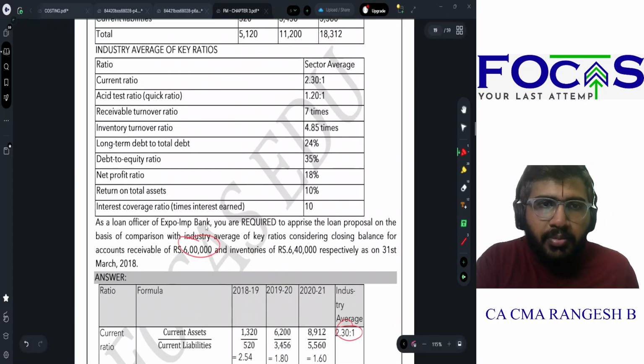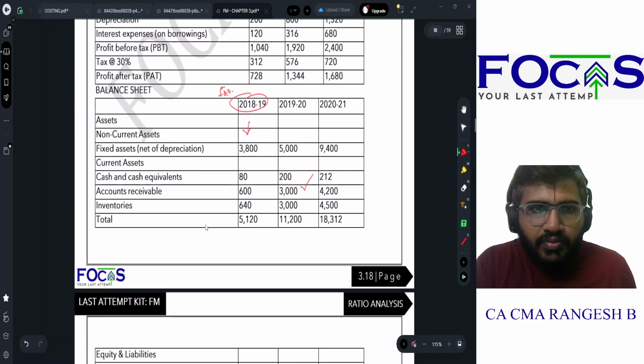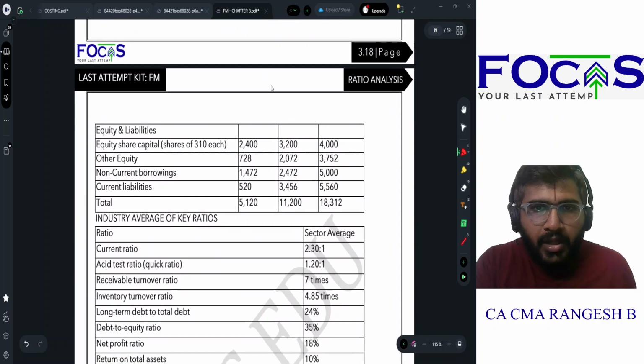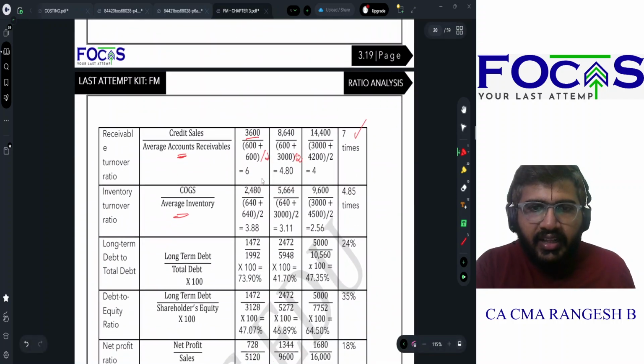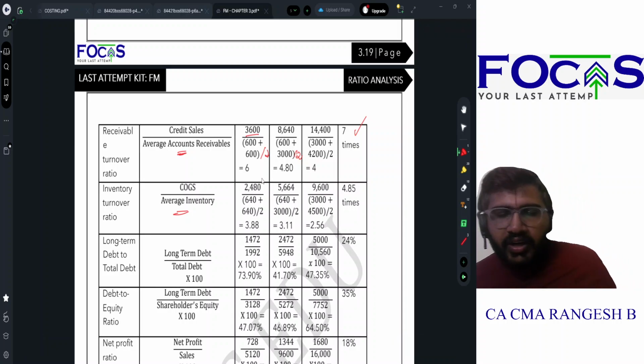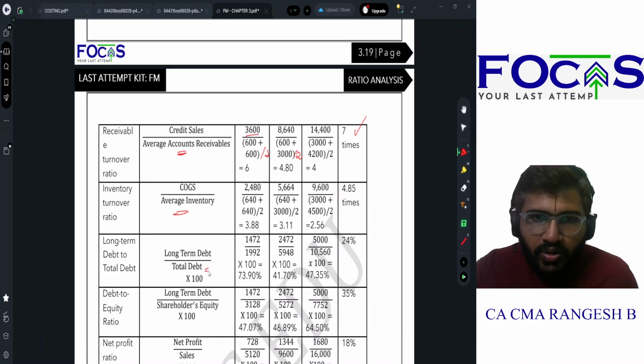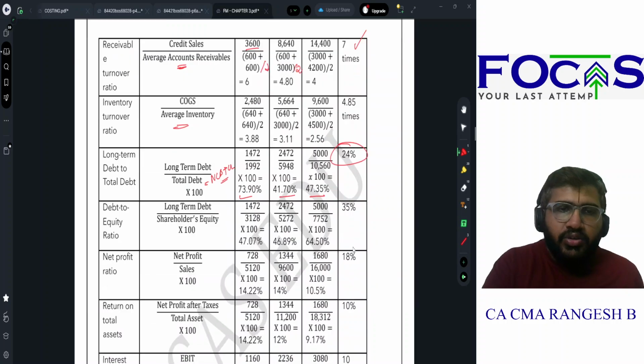So question-la long term debt எவ்வளவு கொடுத்திருக்காங்க? நான் கரண்ட் borrowings அப்படின்னு கொடுத்திருக்காங்க. கரெக்ட்டா? Non-current borrowings. அதை தவிர current liabilities இருக்கு, which is your total debt. So total debt is equal to non-current borrowings plus current liabilities. So it is 73.9, 41.7 and 47.35. Industry average is only 24.